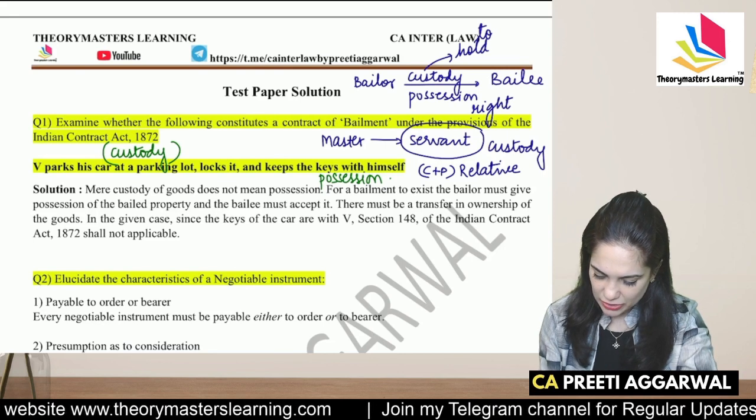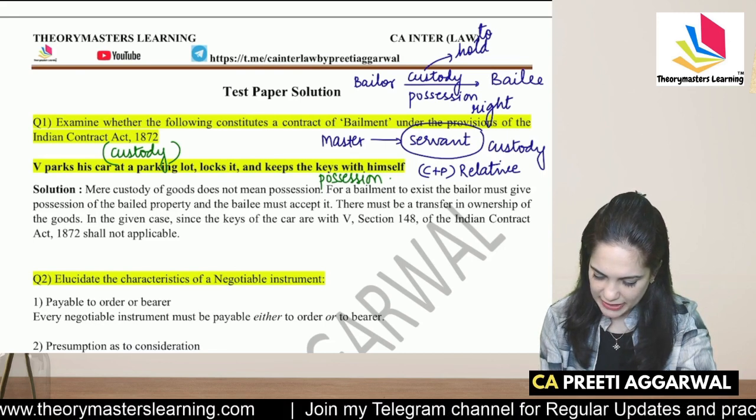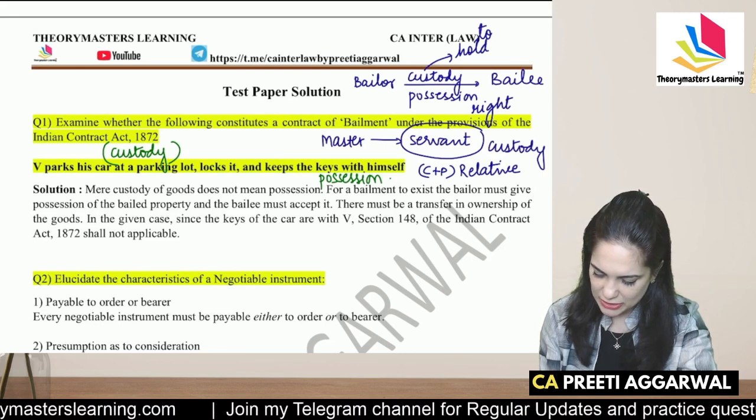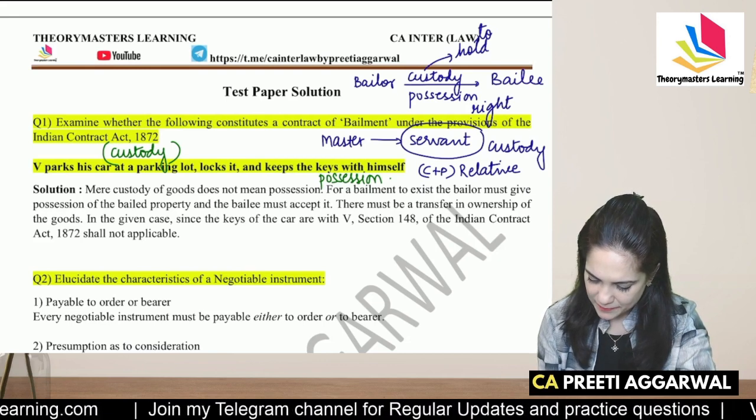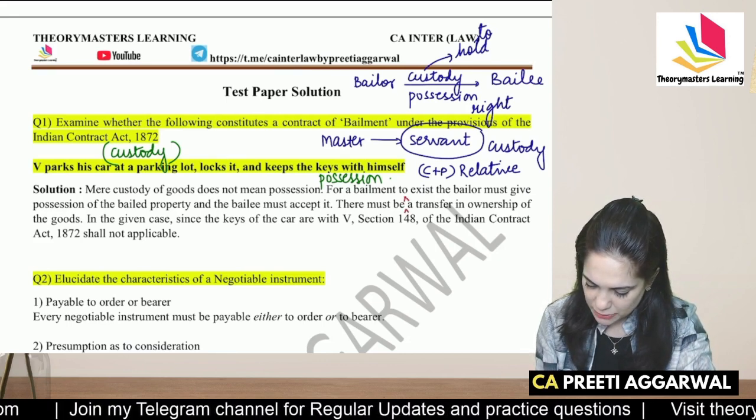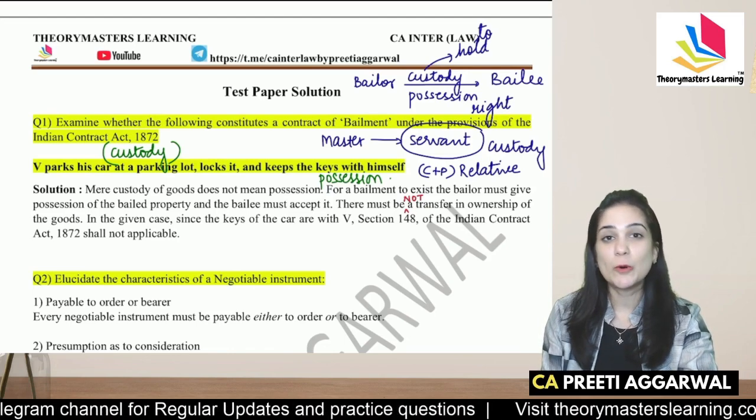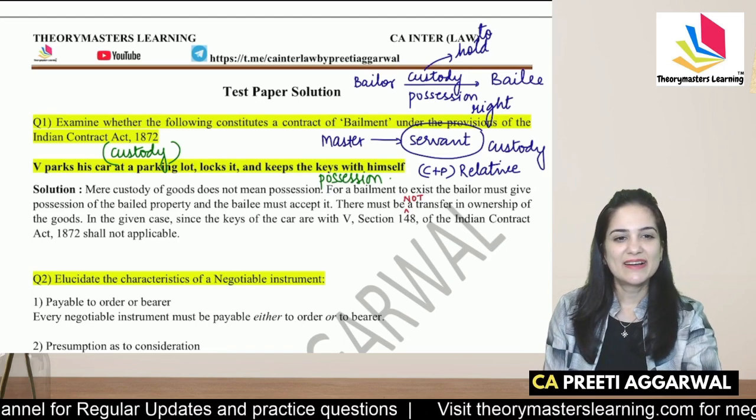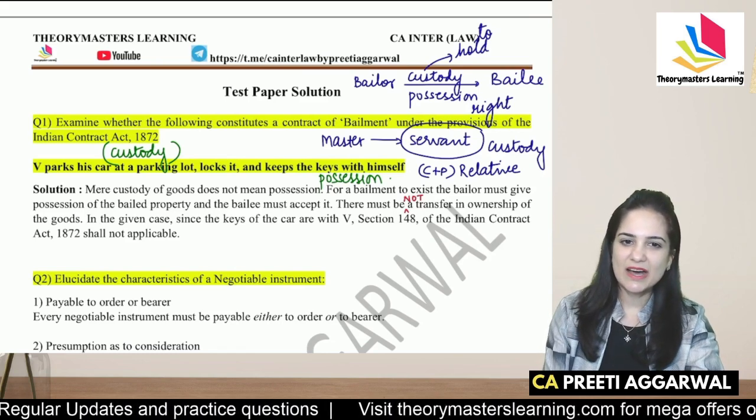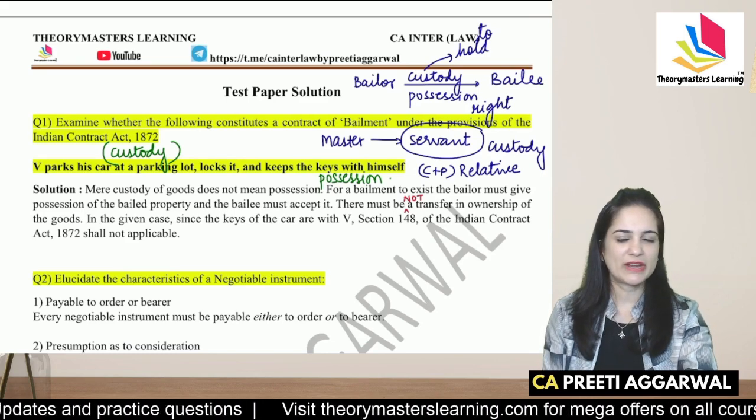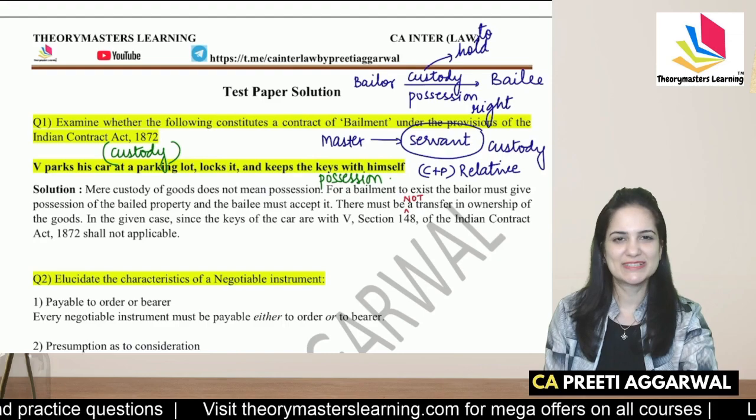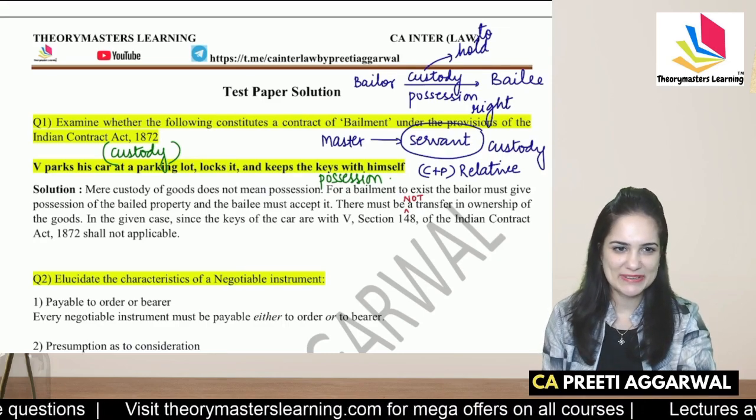In the given, here I think we should not write this sentence. In case there is transfer of ownership, it will be sale. There must not be, it should be not. Okay. There must not be a transfer of ownership because that will be sale. In this case, since the keys are with V, the Contract Act shall not apply. It is not a contract of bailment.